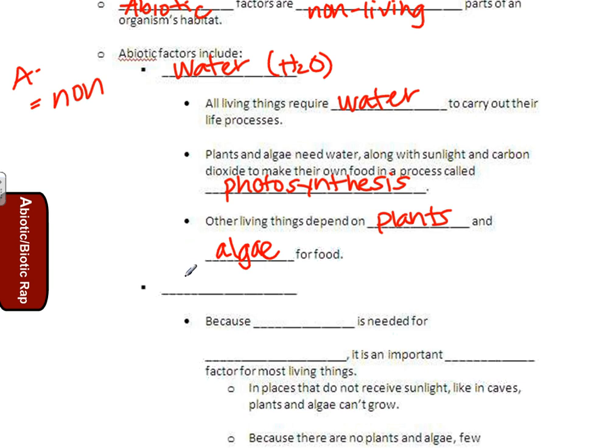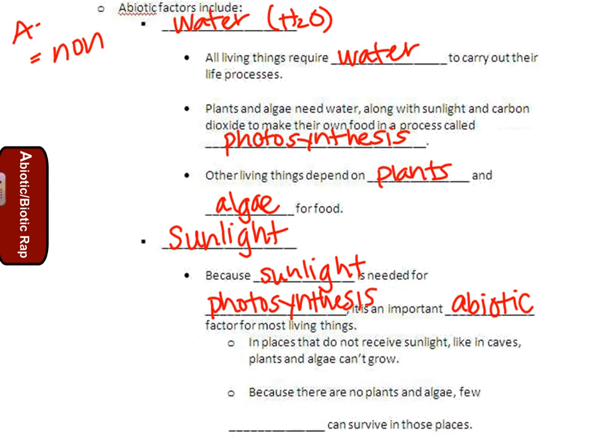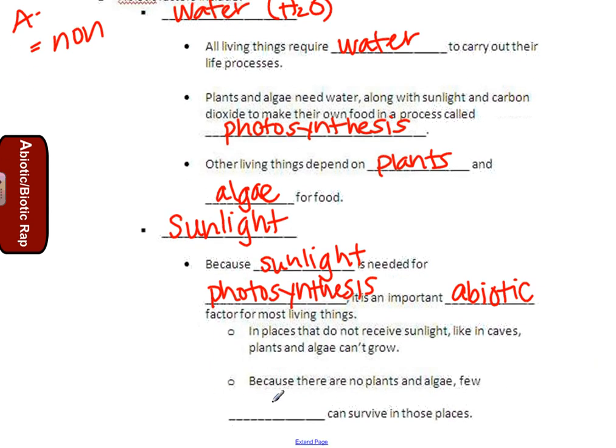So like I said a little bit ago, sunlight is also important as an abiotic factor. Okay, because sunlight is needed for photosynthesis. It is an important abiotic factor for most living things. So in places that don't receive sunlight, like in caves, plants and algae can't grow there. And because there are no plants and algae, few organisms can survive in those places, because there's not a food source.